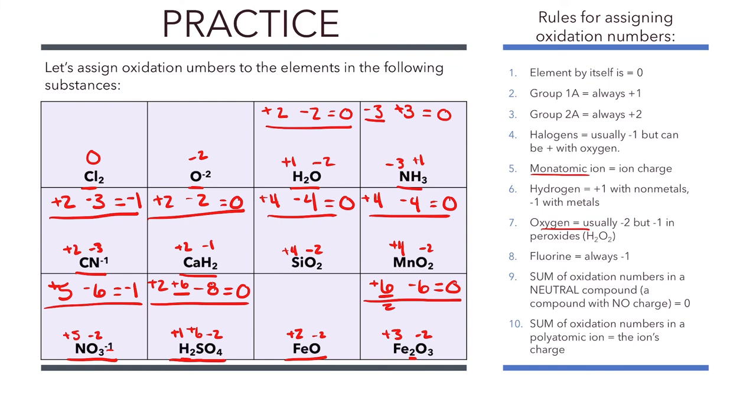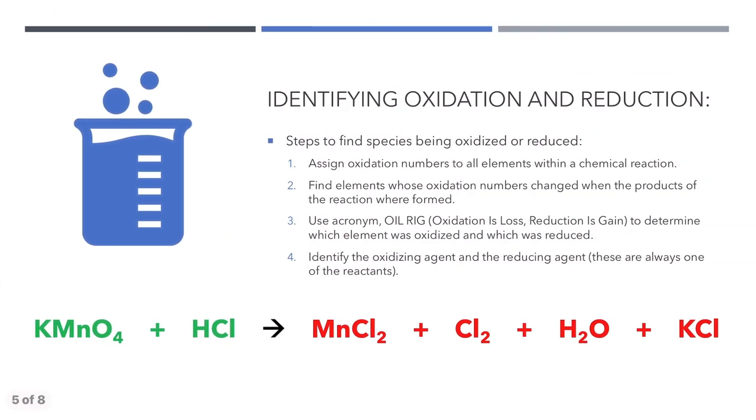All right, so I hope these were helpful. What we're going to do is take the information that we learned on this slide, the skills that we learned, and apply them to a chemical equation on this slide. And so now we've reached the point where we're ready to identify oxidation and reduction. So I've broken this down into some steps.